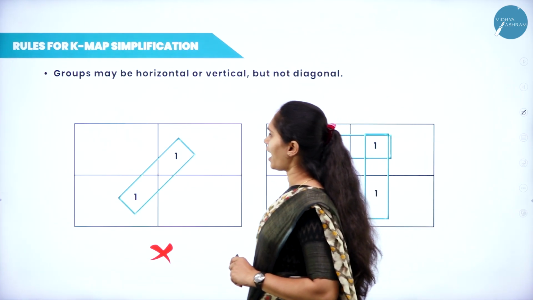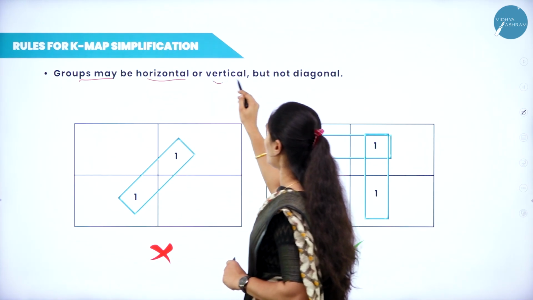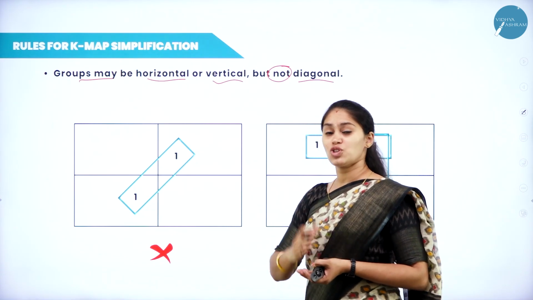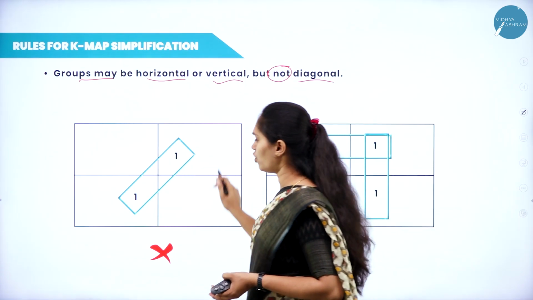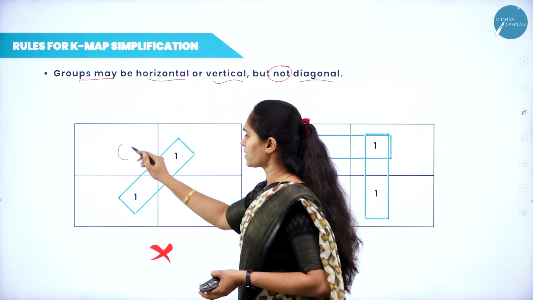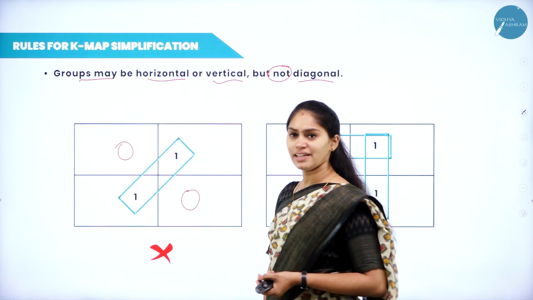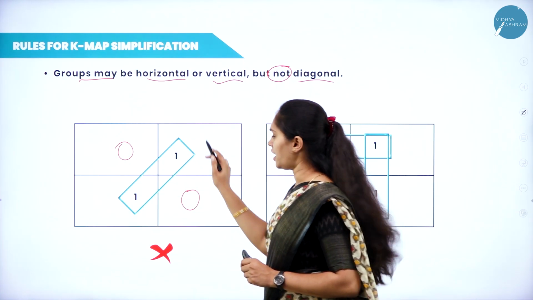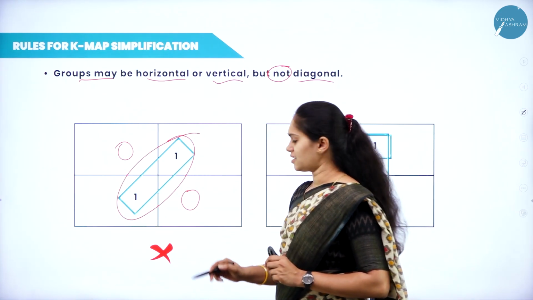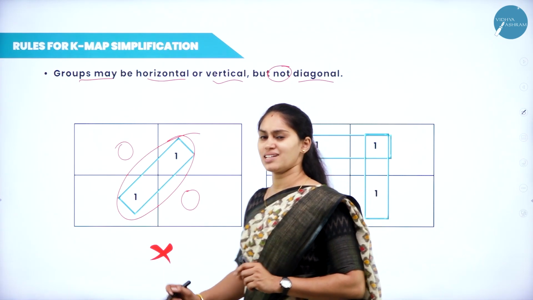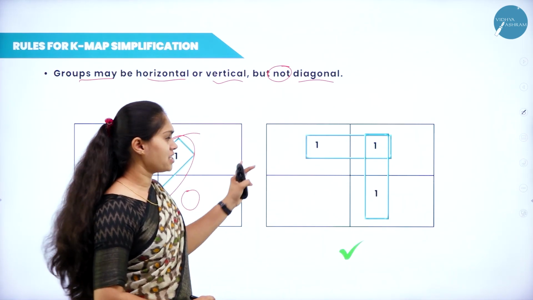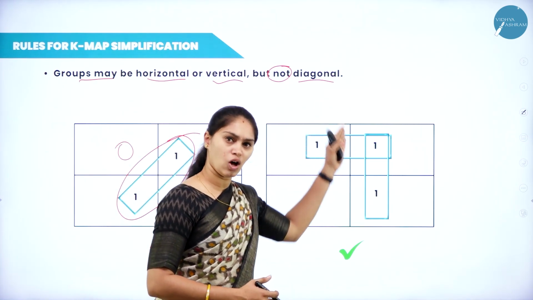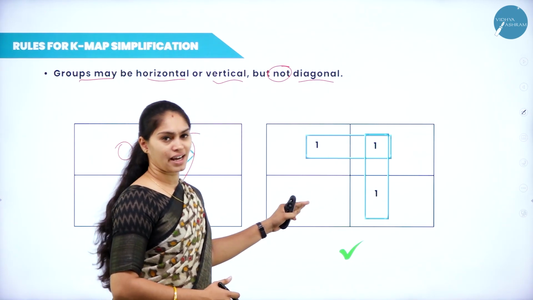What is the next rule we have? Groups may be horizontal or vertical but not diagonal. How can I make a group here? It should not be diagonal. For example, I have 4 cells here, and in those 4 cells, I have 0, 1, 1, 0. At that time, the grouping must be either horizontal or vertical. It should not be diagonal. That is the second point, so that will be considered a wrong method. So if you consider this example here, the group must be either horizontal or vertical. It should not be diagonal.